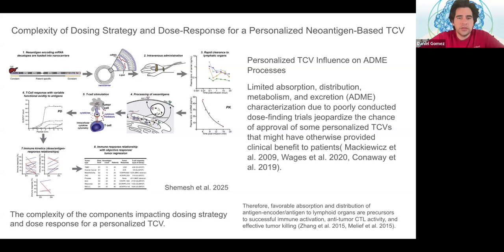After that is the processing of neoantigens. So we can see MHC1 and MHC2, as well as the endosome and lysosome. It starts with the mRNA. The mRNA is processed by the ribosome and the proteasome, and then goes into the endosome and lysosome and presents on MHC2 and MHC1.